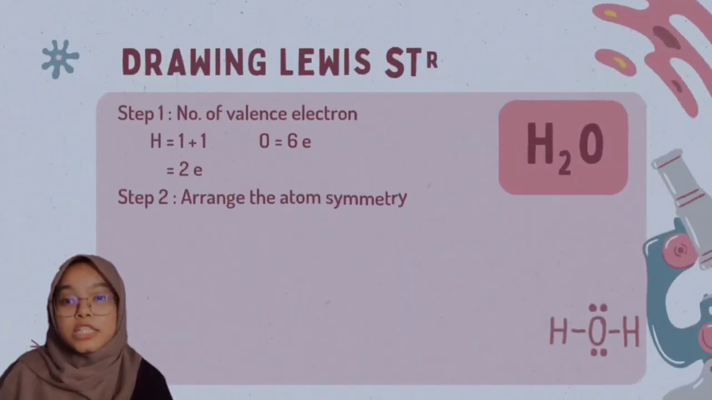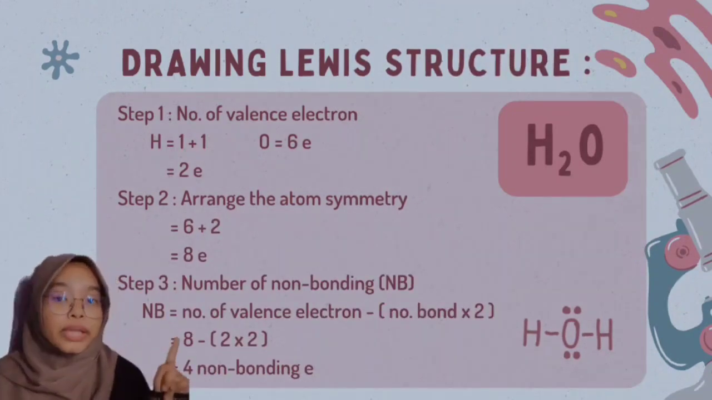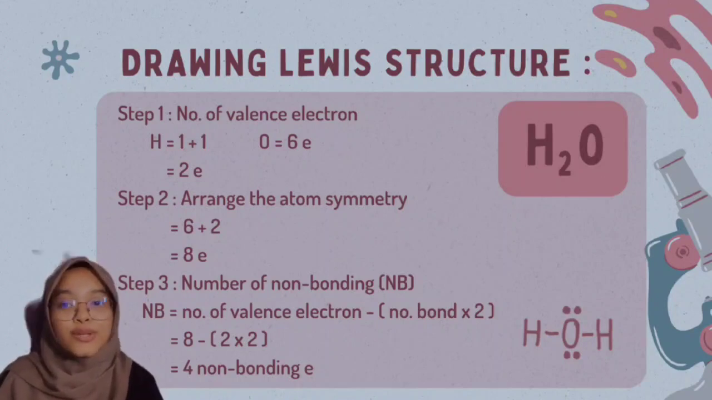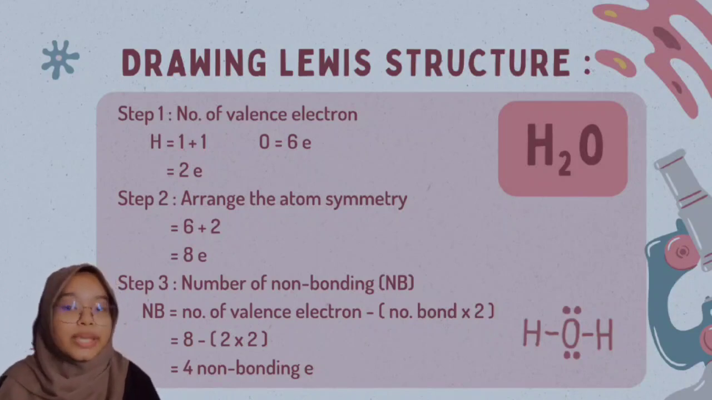This is example drawing Lewis structure for H2O. Step 1. Number of valence electron. Hydrogen 2 plus 1 equal to 2 electron. However, oxygen have 6 electron. Step 2. Arrange the atom symmetry. 6 plus 2 equal to 8.